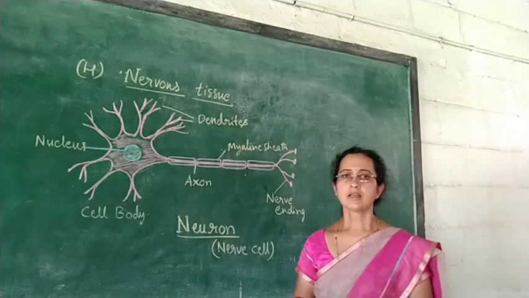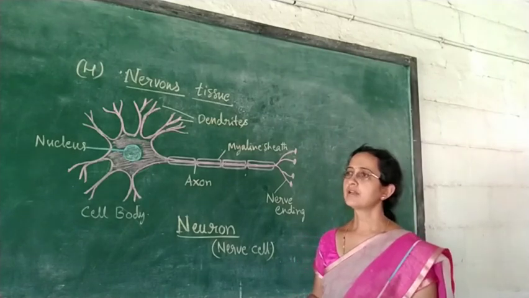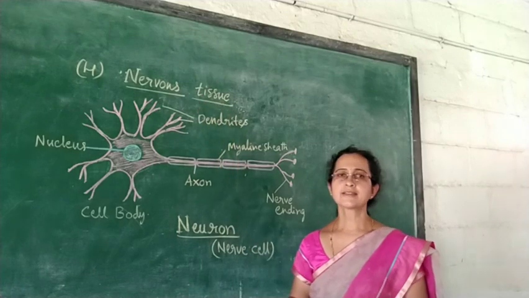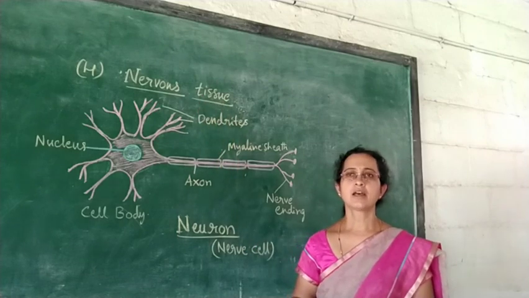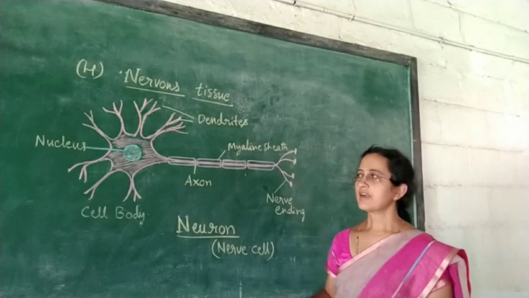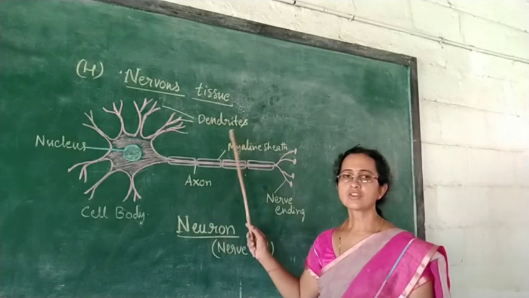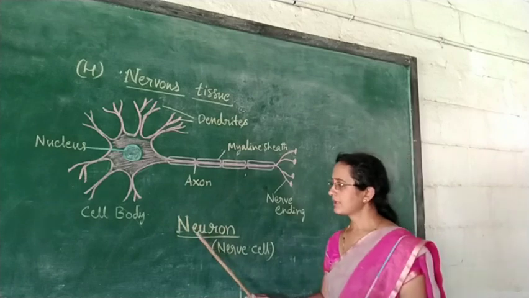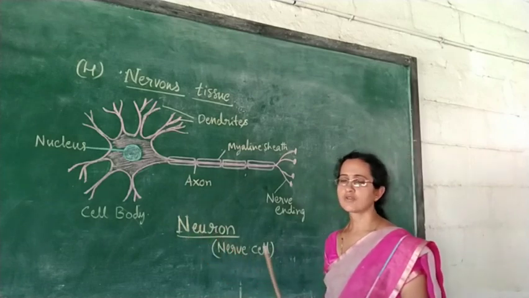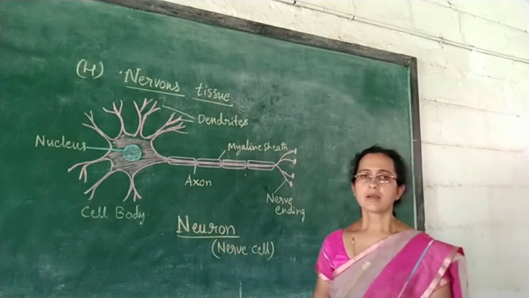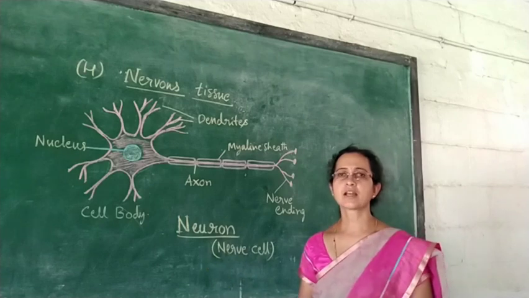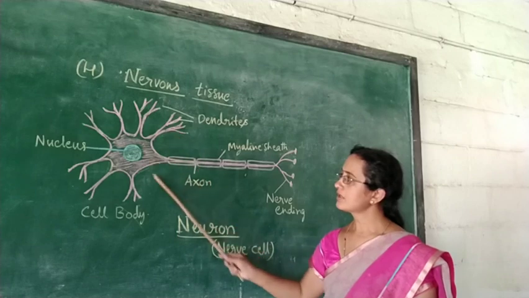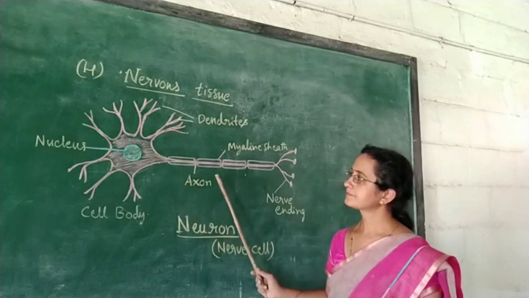Let us study the last but very important animal tissue, called nervous tissue, which comprises the brain, spinal cord and nerve fibers. The fundamental structural and functional unit of the nervous system is called a neuron, or nerve cell. Innumerable nerve cells are present in the nervous system. The structure of a neuron is like this.